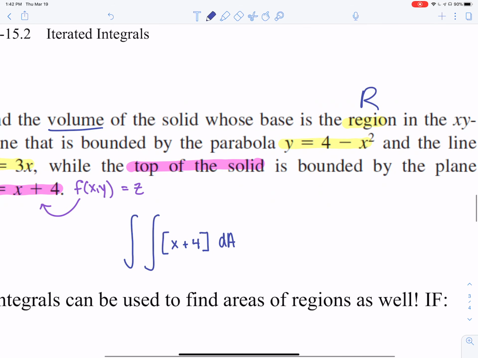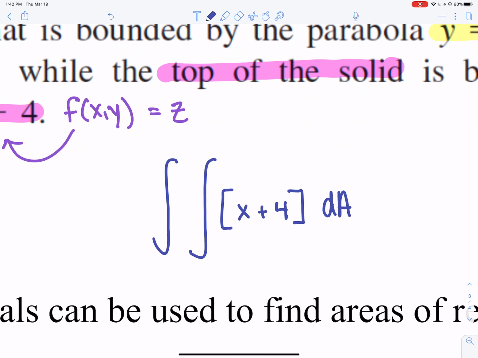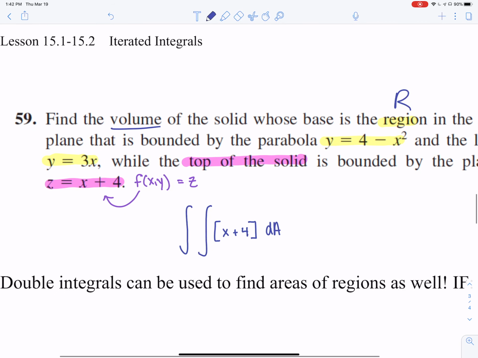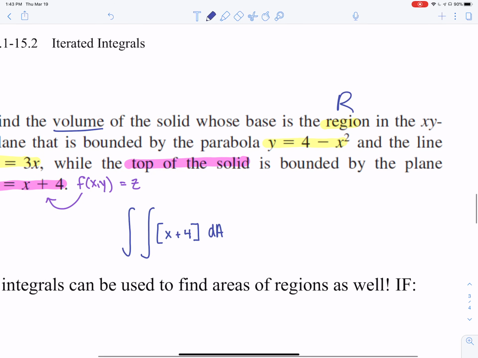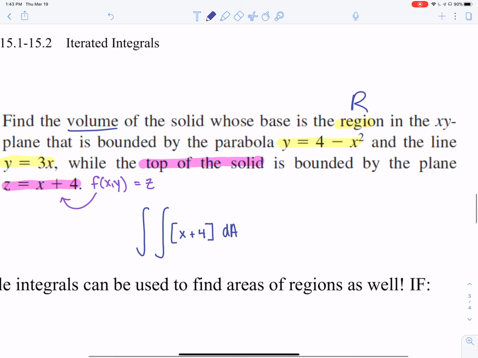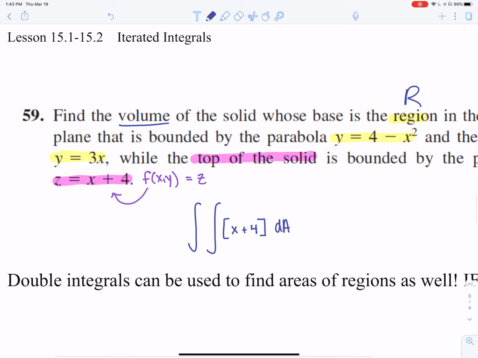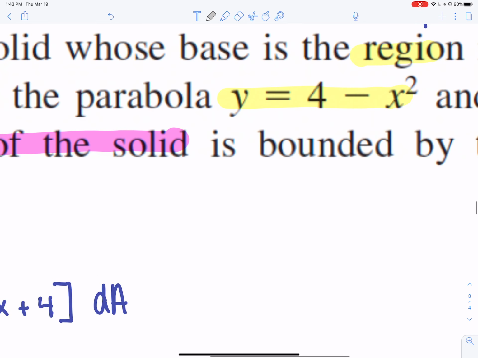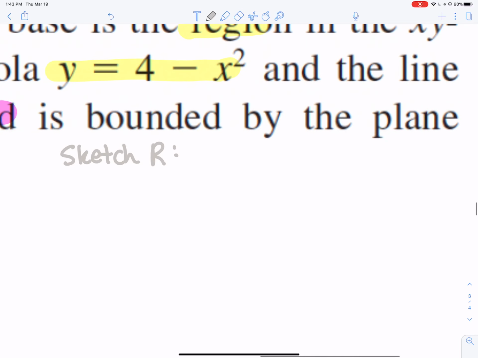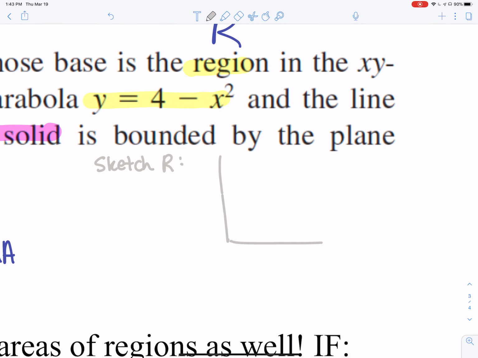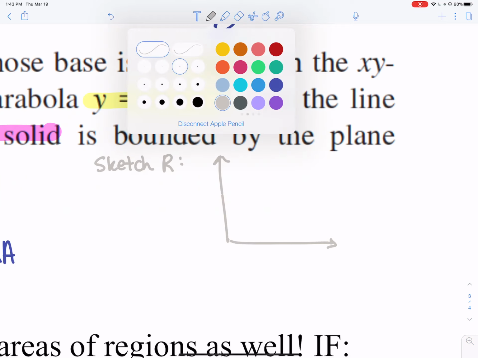Now we have to deal with the region. The region lives on the integrals. Those are the bounds of the integral. And it looks like it's bounded in the y direction by the parabola y equals 4 minus x squared and the line y equals 3x. So my advice whenever you're working these double integral problems is always sketch out the region of integration. So I'm going to take a second to come over here and let's just sketch R. Let me get some axes set up. We're just going to sketch the region to get our bounds in order.